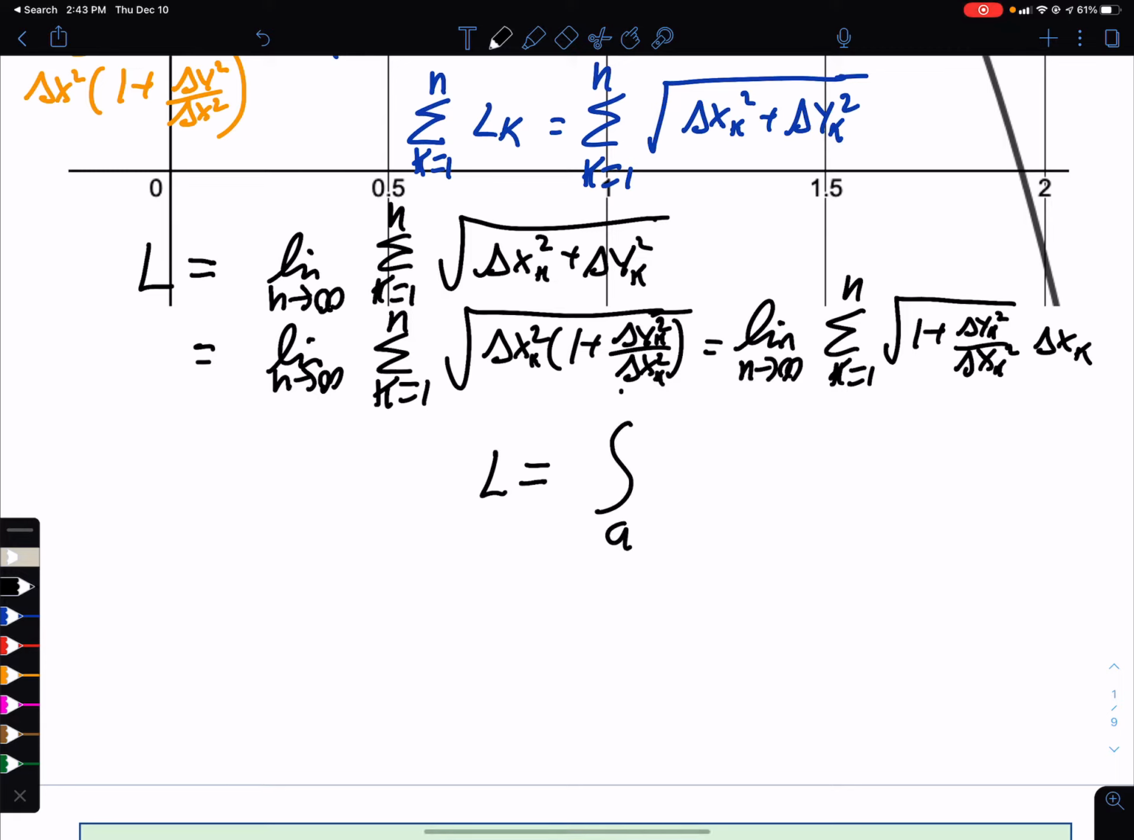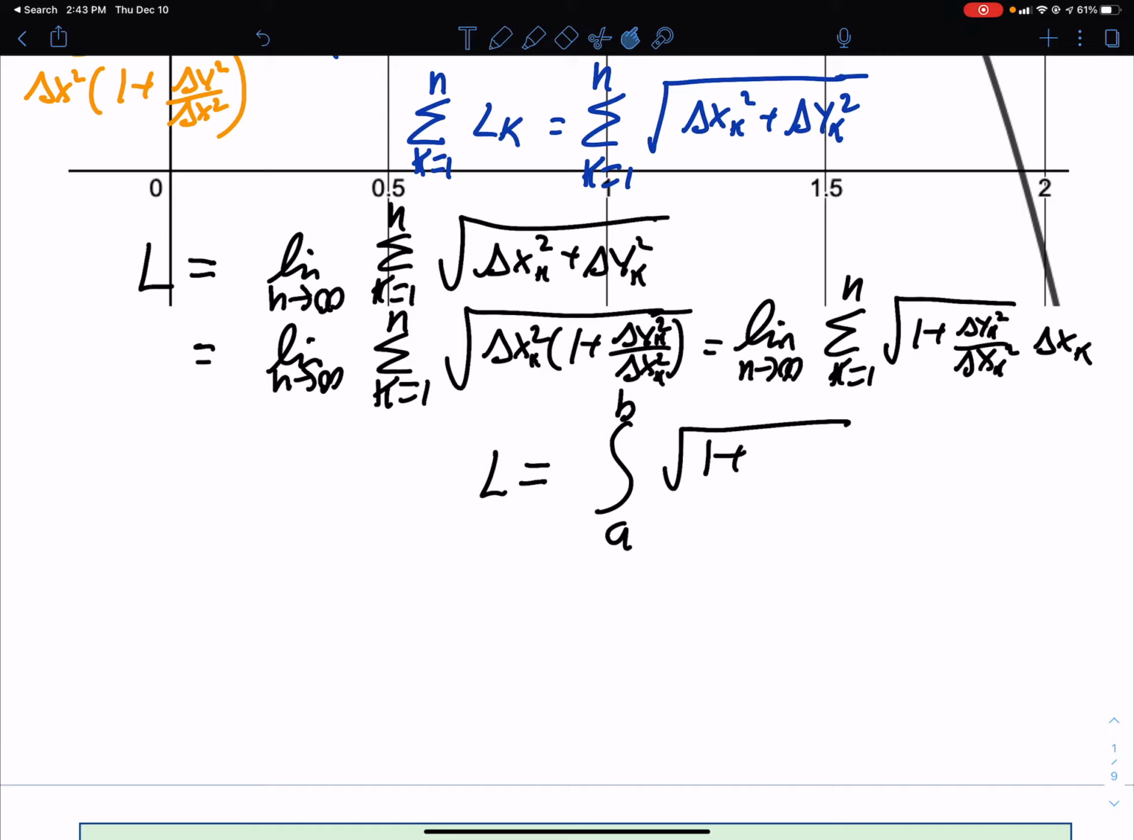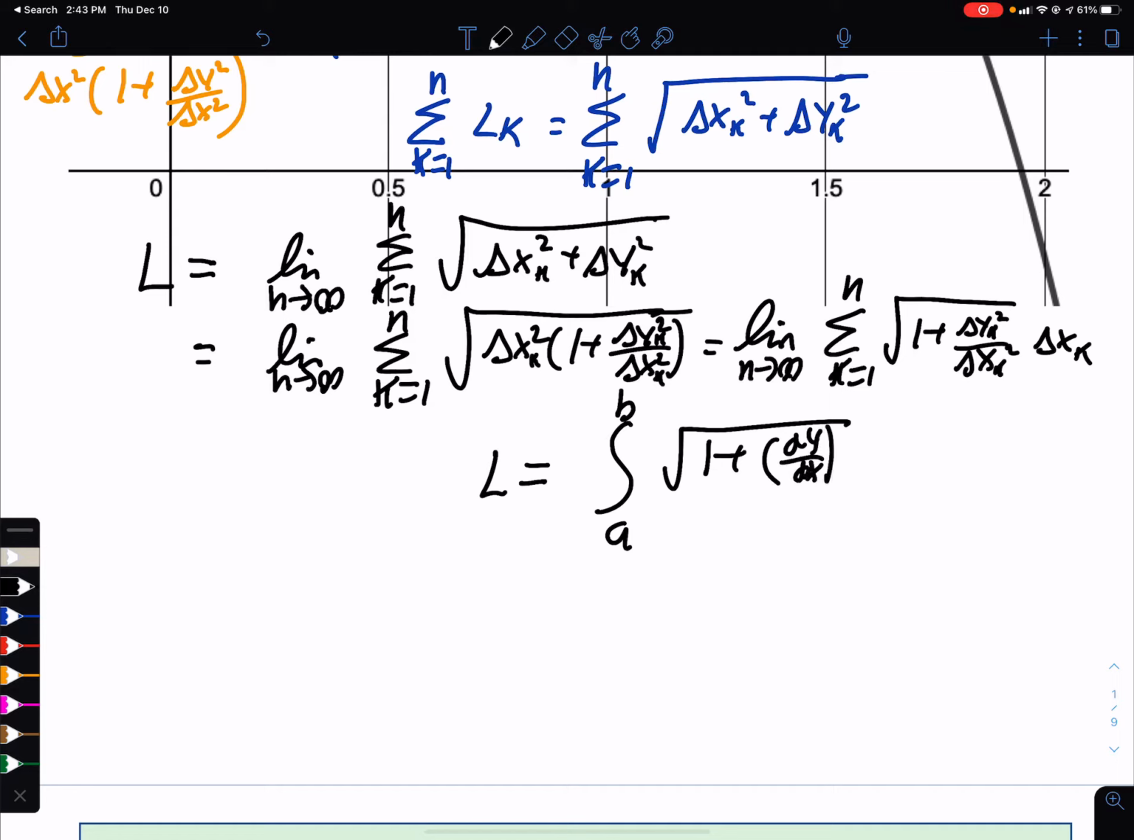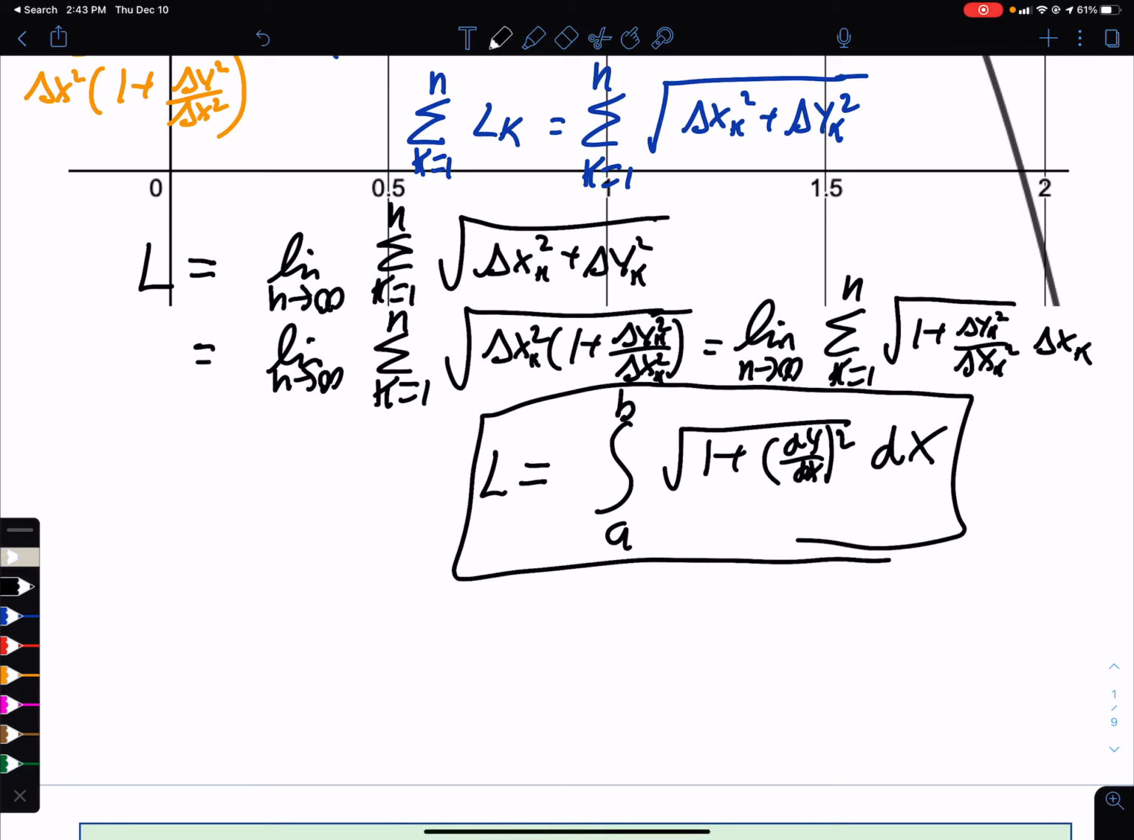So I'm going to do this. This will be square root of 1 plus dy/dx squared. Now dy/dx is the derivative when your delta x approaches 0. So this is the derivative, and as delta x approaches 0, that becomes dx. This is the formula that you have to know. That is your formula for the length of an arc. Or you can write it like this.